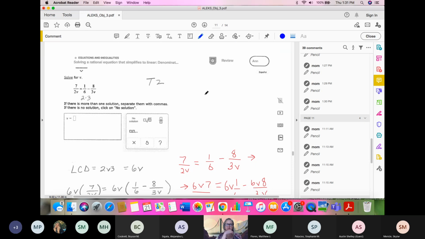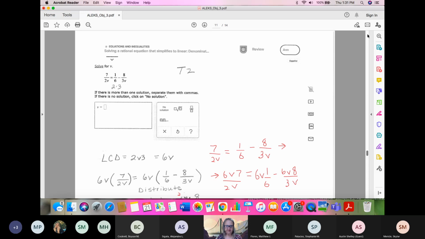So let's take a look at this one, so we can see it nice and big. First step, completely factor all denominators. This is 2v. 6 we can factor down. So when you're doing these problems, you want to factor your numbers into primes. 6 is 2 times 3. And then 3v, there's nothing we can do with that.